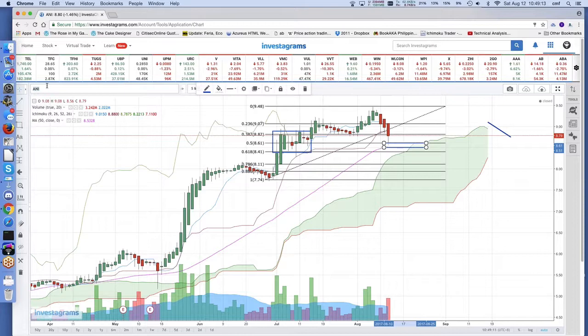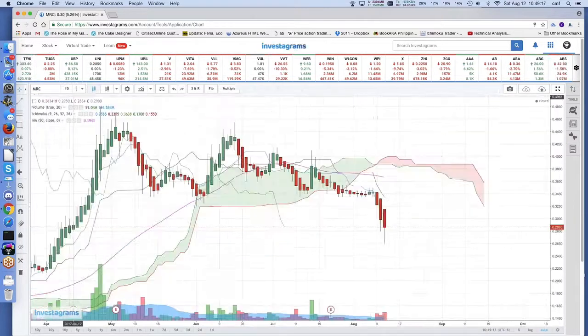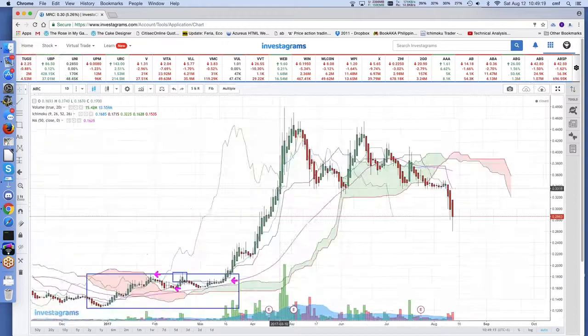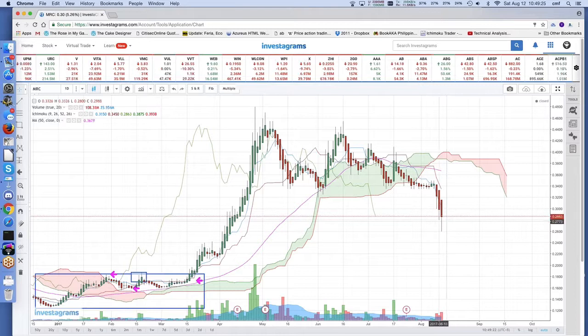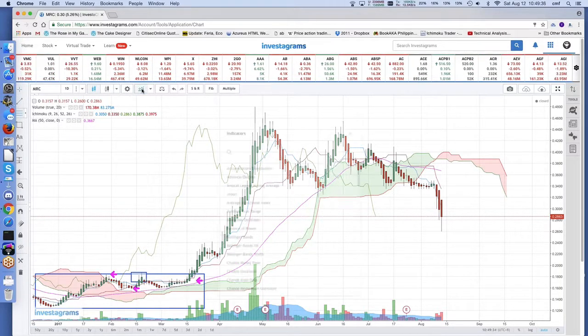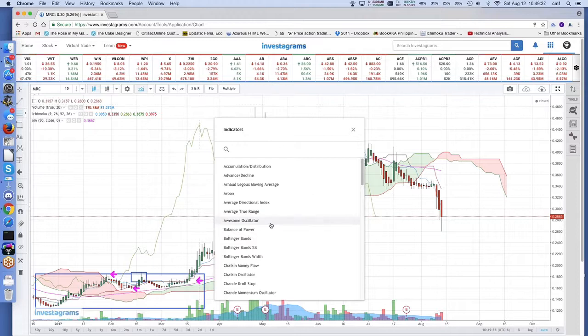I'd like to show you MRC. This is still generally on a strong move downward. Now last week, it made a bounce move last Friday. Let's change the MA50 here.